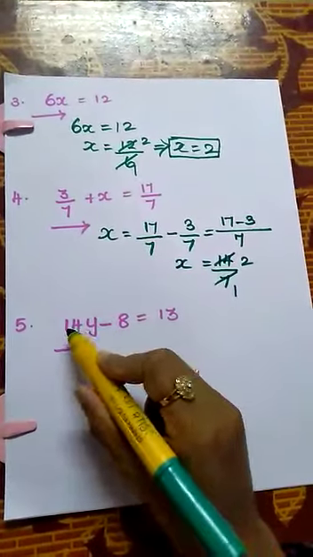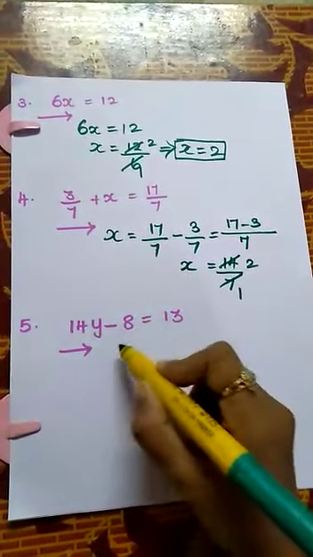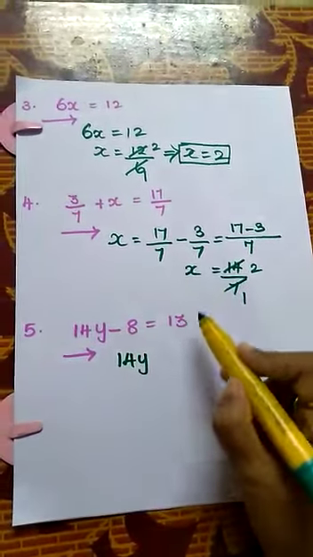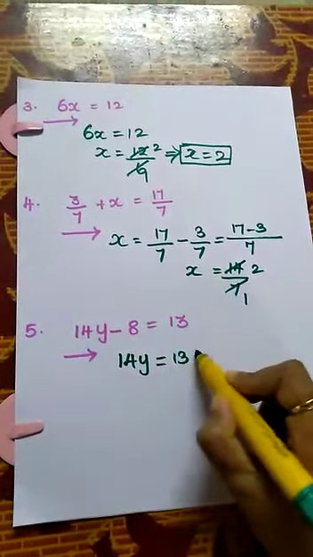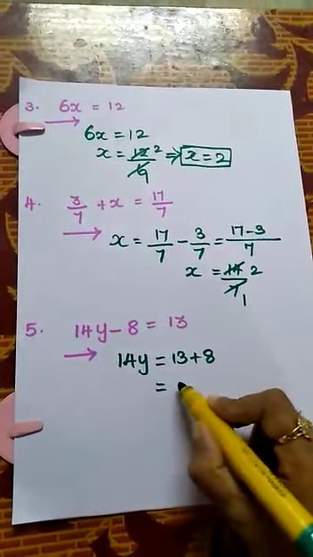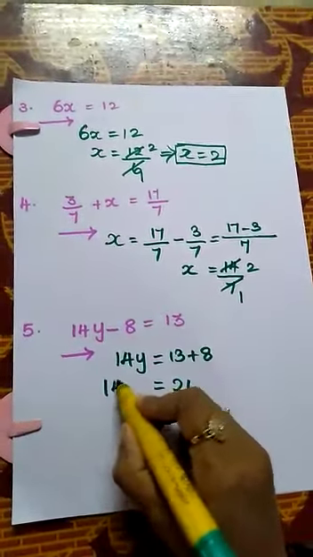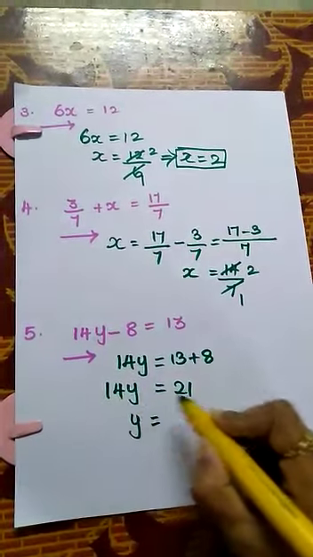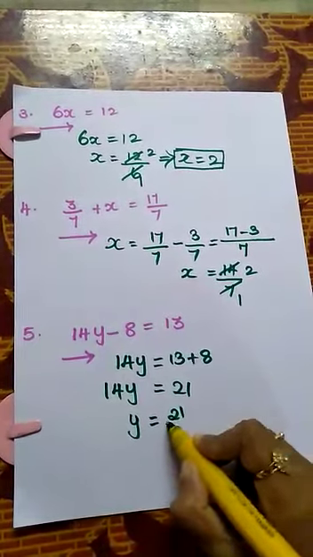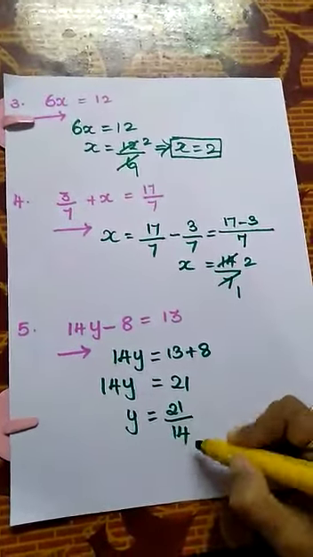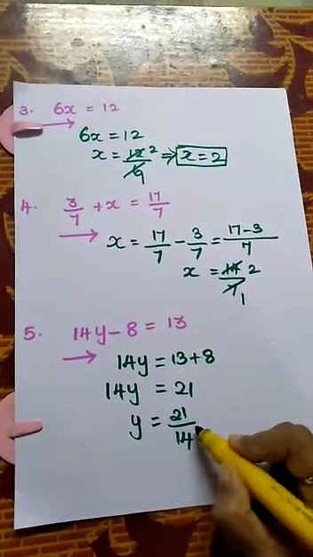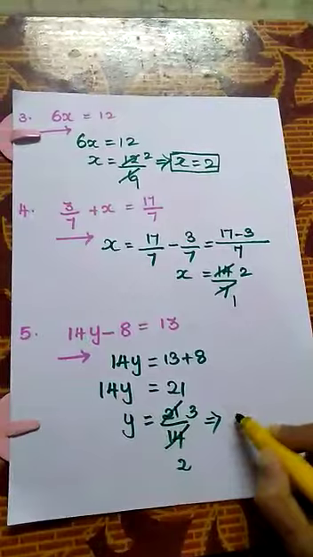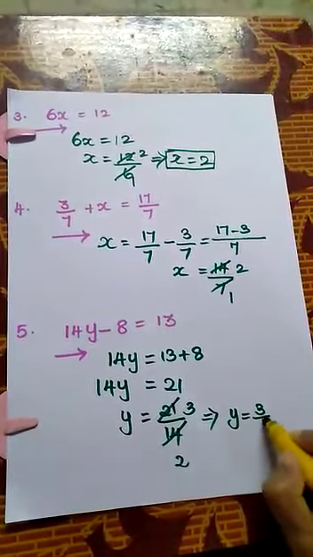The next problem, 14y minus 8 is equal to 13. So, 14y is our first term. Transposing the minus 8 to RHS, so 13 plus 8. What is 13 plus 8? That is 21. 14y is equal to 21. Again, y is equal to, we have to move the 14 to RHS, so that is 21 by 14. Both are multiples of 7 only, so we cancel using the number 7. 7 twos are 14, 7 threes are 21. What is the answer? y is equal to 3 by 2.